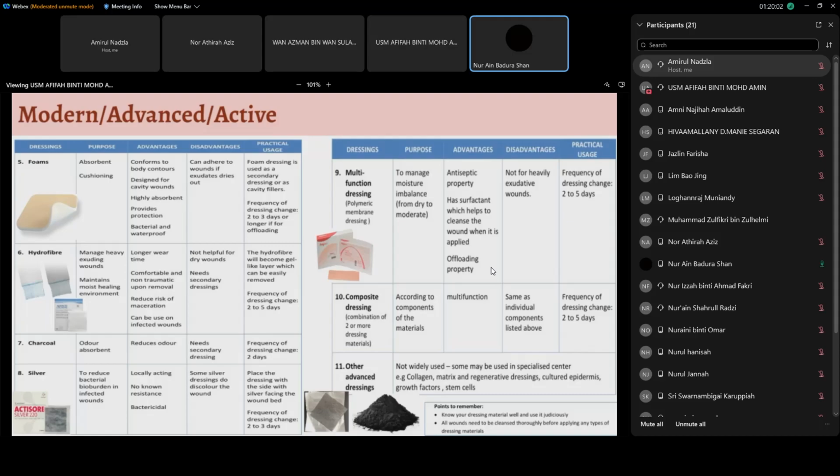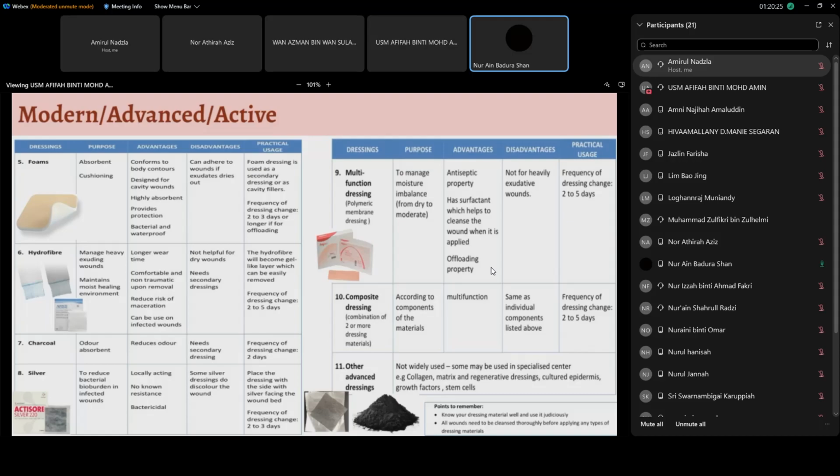Next is charcoal. It is special because it absorbs odor. We usually use it to reduce the odor. However, this one also needs a secondary dressing. So this charcoal can also come as crushed or powder, which we can put on the wound.